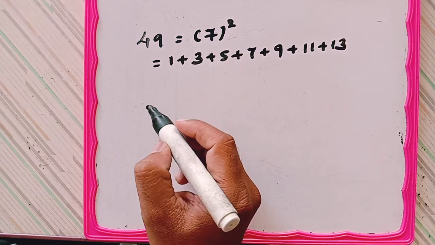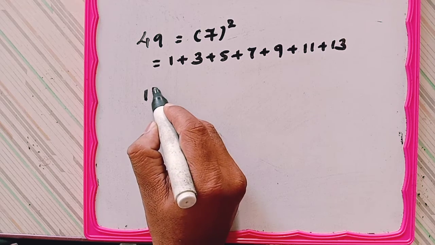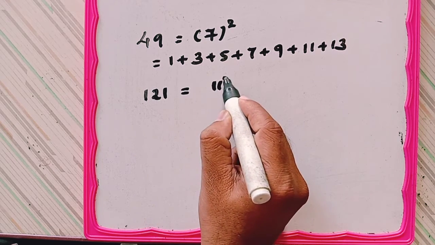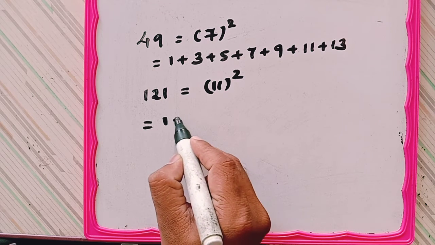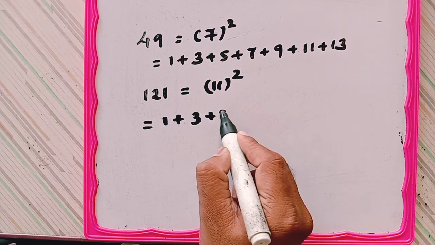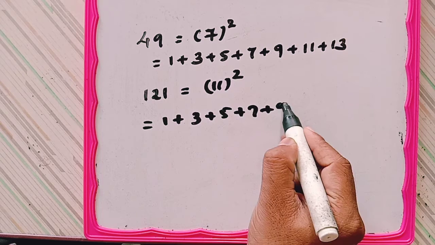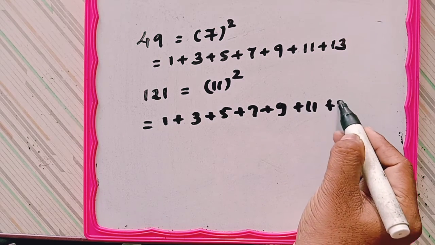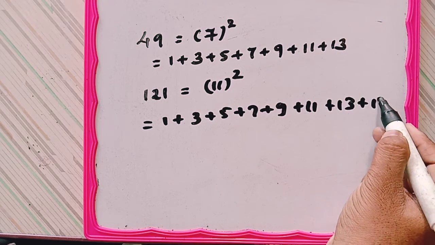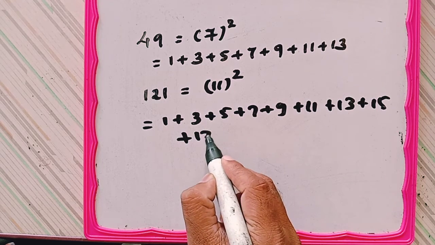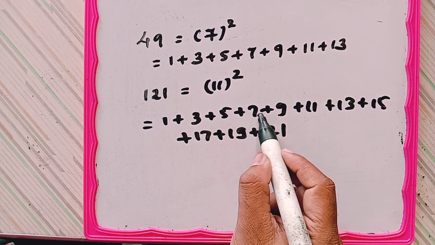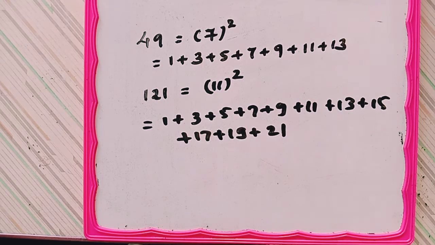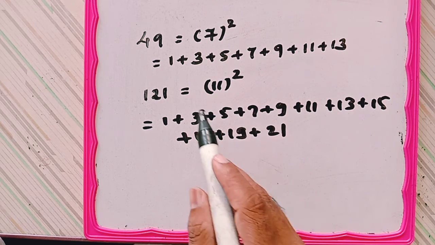In the same way, the next question is there, 1 to 1. So 1 to 1 is 11 square, and so we add the first 11 odd numbers: 1 3 5 7 9 11 13 15 17 19 21, and so the addition of these numbers will be 121.